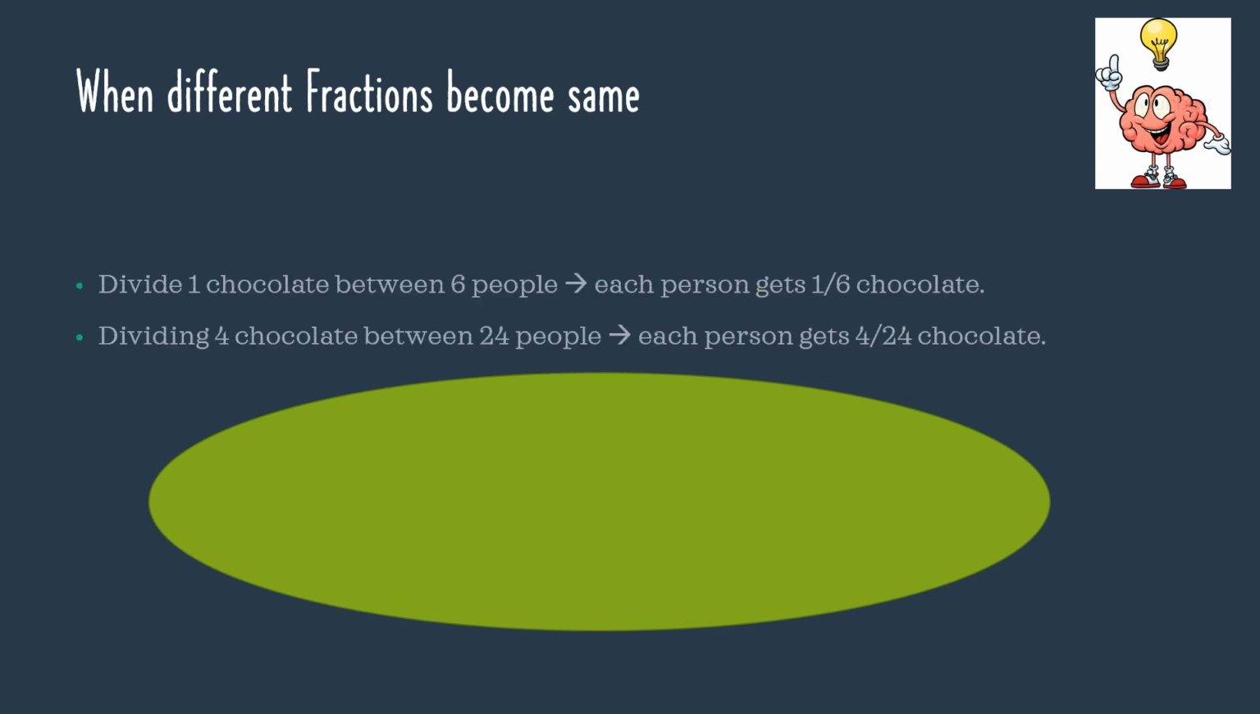When we divide 1 chocolate between 6 people, each person gets 1 by 6 chocolate. When we divide 4 chocolates between 24 people, each person gets 4 by 24 chocolate. So 1 by 6 is the same as 4 by 24 because it is 4 squares each, as we saw in the picture. How is this happening?